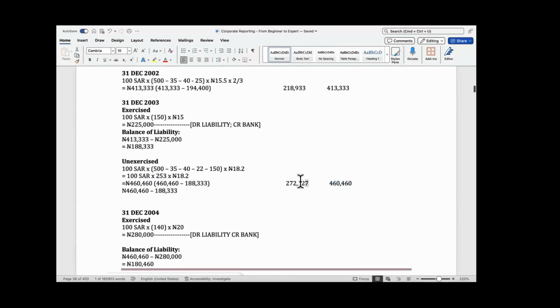So how much goes to P&L? It is the increment. The increment goes to P&L. Don't forget, our liability is now 188,333 because some have exercised. Now, it has increased from here to 460,000. So that increase will go to P&L. That's 270,127.